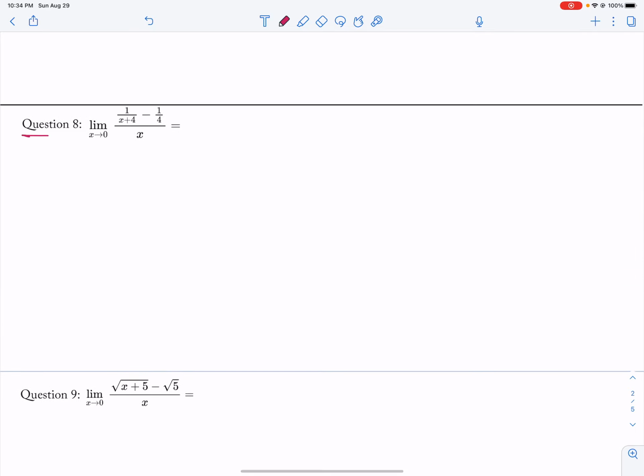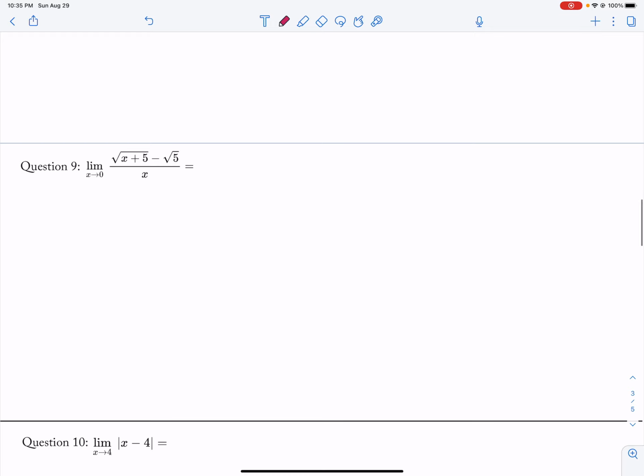Let's look at 8 for just a second. This is simplifying the complex fraction. So go ahead and take a look at the notes for this question on the complex fraction. Question 9 is multiplying by the conjugate.